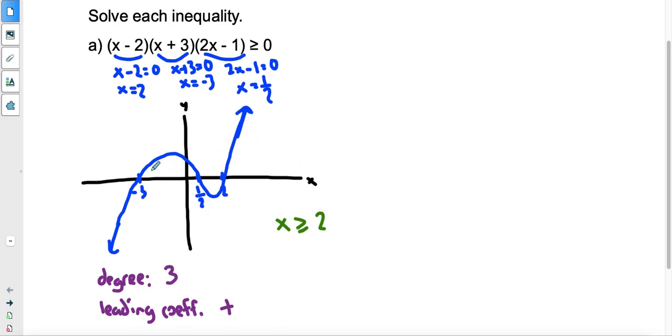Now similarly, I can see when x is between negative 3 and 1/2, this polynomial is greater than 0. So the way I would write that is like this.